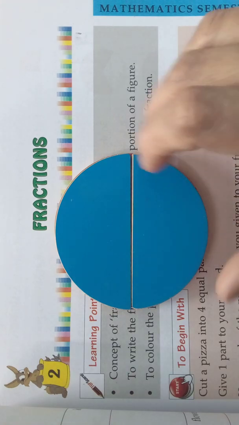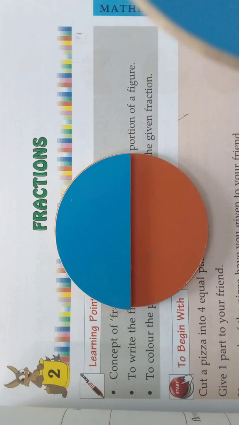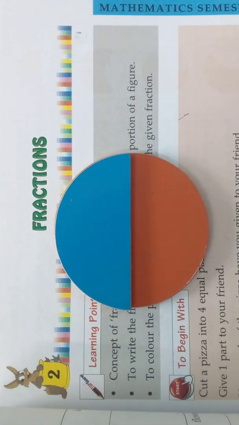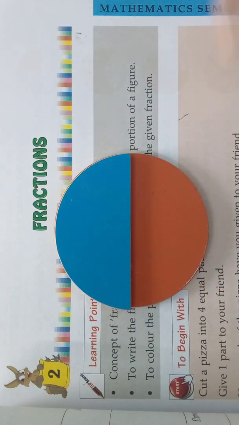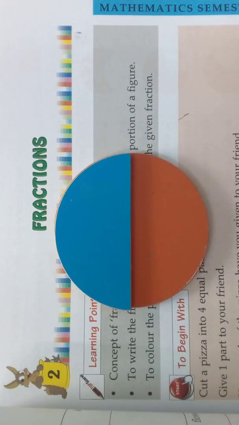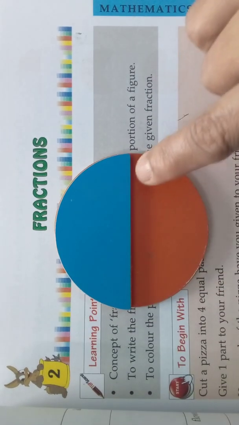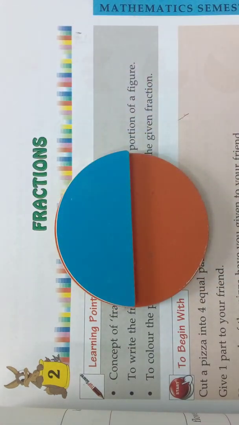And I am going to give one part to your friend. That means, if you give one part to your friend, that is the part of a whole. The part of the whole is called the fraction. Understood? The full pizza is called the whole. And if you make it into two halves, the one part is what we call a fraction.